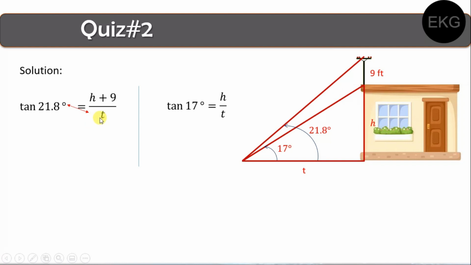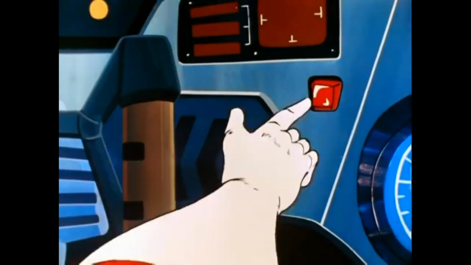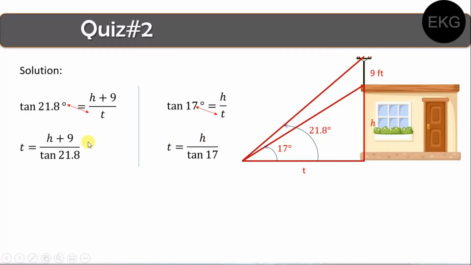So, by cross-multiplying, yung t pupunta sa ibabaw, ito naman pupunta sa ilalim ng h plus 9. So, ang nangyari, magiging ganito. Dito naman sa kabila, cross-multiplying, magiging ganito. Yung tangent 17 degrees, pupunta sa ilalim ng h, yung t naman sa kabila. Okay? Now, this t and this t is actually the same. The two are equal. Okay, itong dalawa, pwede nating pagsamahin. Pwede nating i-equate.